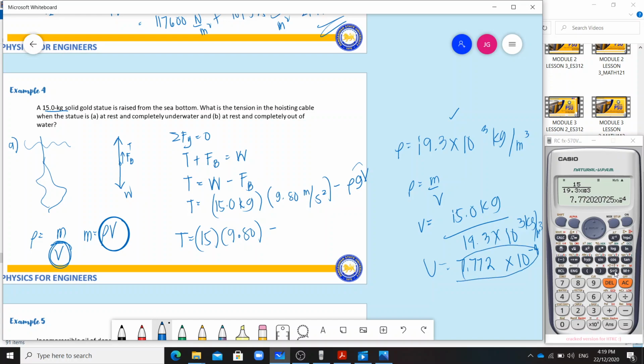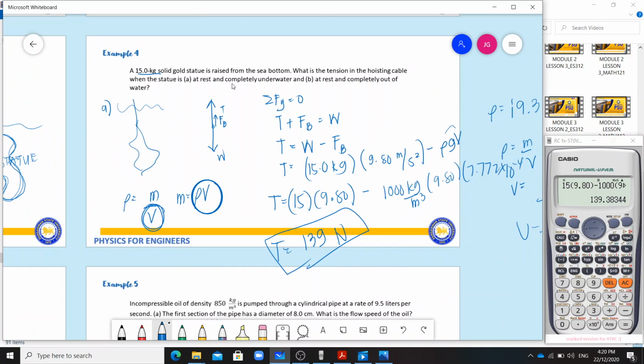Okay, so density ito dapat ng water, 1,000 kilogram per meter cube times 9.8 times 7.772 times 10 raised to negative 4. Okay, so that is equivalent sa 15 times 9.80 minus 1,000 times 9.8 times 7.772 exponent negative 4. Okay, so this is equivalent sa 139 Newton. 139 Newton yung tension ng cable kapag nandun siya sa completely underwater.